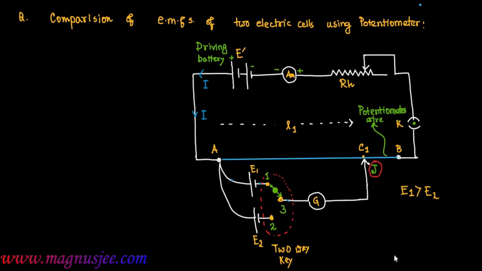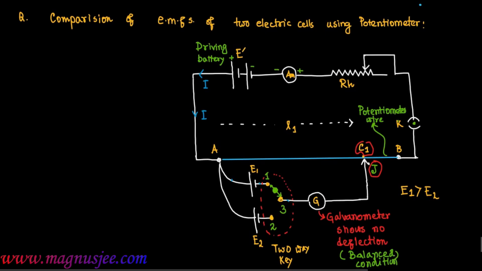When the jockey J is pressed with the point C1 of potentiometer wire AB, the galvanometer G shows no deflection, and no current will pass through the branch containing the cell E1. This is the balance condition. When the galvanometer shows no deflection, in that case no current will pass through the arm AE1J.